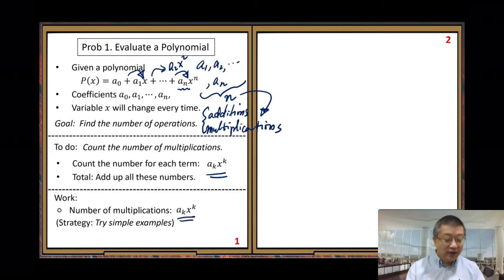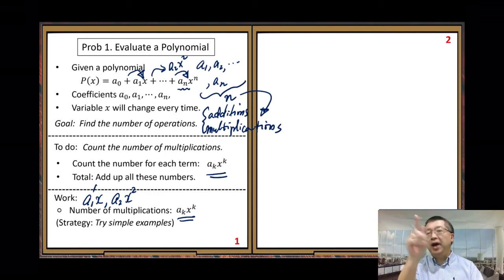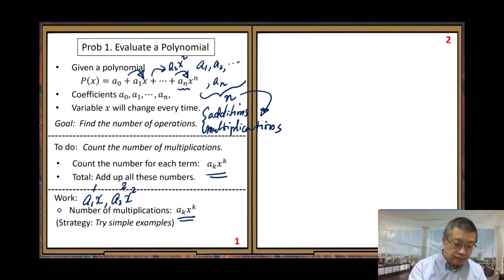Try simple examples. So look at the k equals 1 case. When k equals 1, a1 times x. How many multiplications do you need to do in calculating this term? 1, right? Try another simple example. How many multiplications do you need to do in calculating this term? 2, right? The coefficient times x squared, but to calculate x squared, you do 1 multiplication, x times x. So you get 2. In this way and so on.